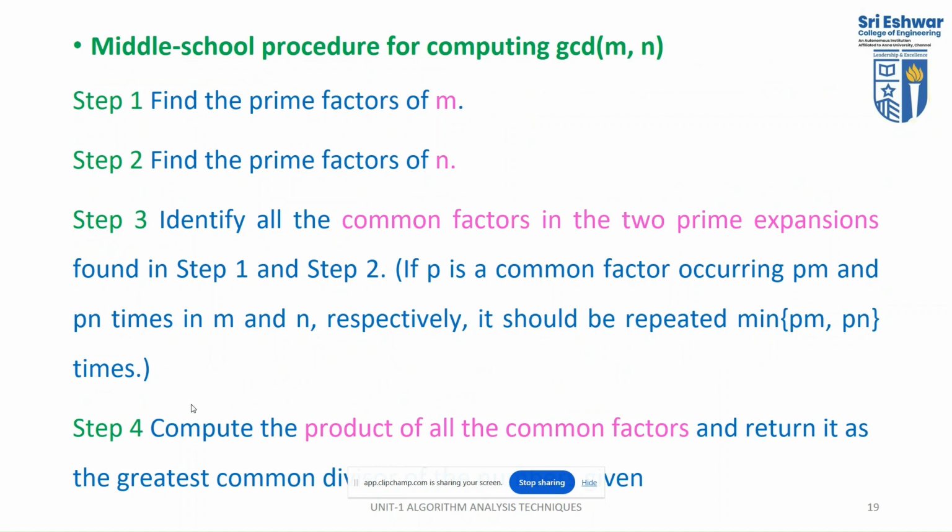If p is a common factor occurring Pm and Pn times in m and n respectively, it should be repeated min of Pm comma Pn times. Step 4. Compute the product of all the common factors and return it as the greatest common divisor of the integers.